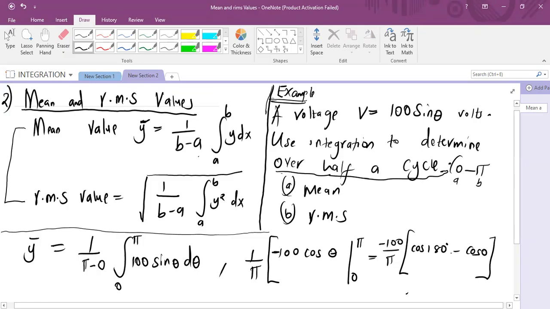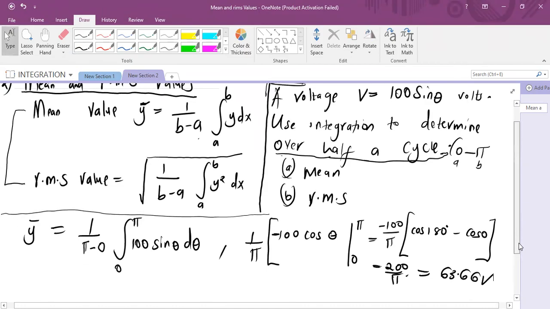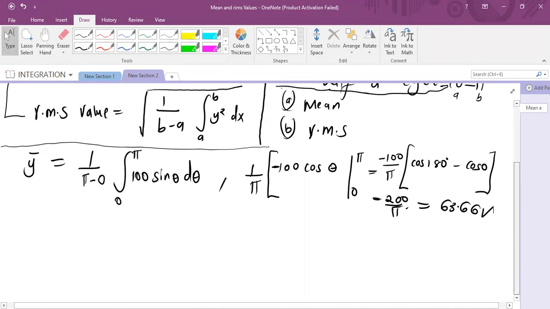And what will that give? So evaluating cos of 180 minus cos of 0: cos of 180 is minus 1, and cos of 0 is 1, so I'll have minus 1 minus 1, that will give minus 2. Minus 2 multiplied by minus 100 over pi will give 200 over pi, which is the same as 63.66 volts. And that is basically our mean value. That's it. That's how we go about getting our mean value.